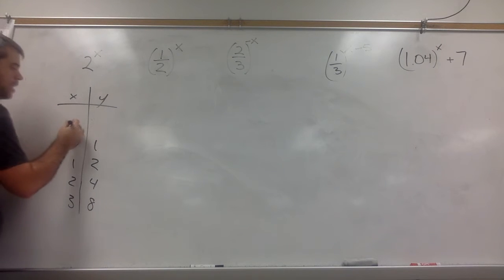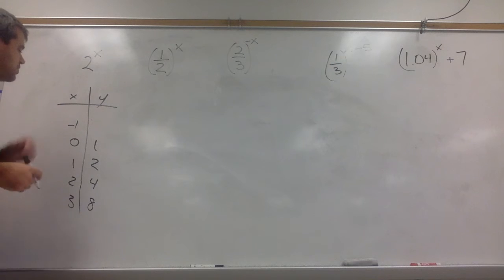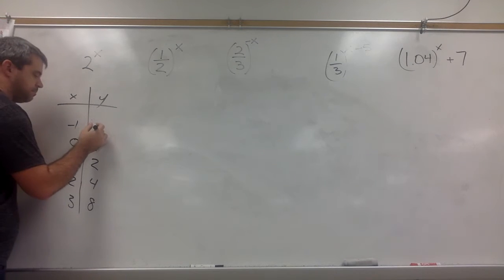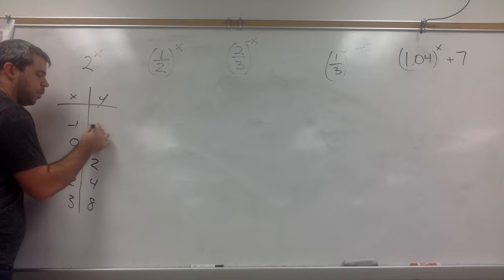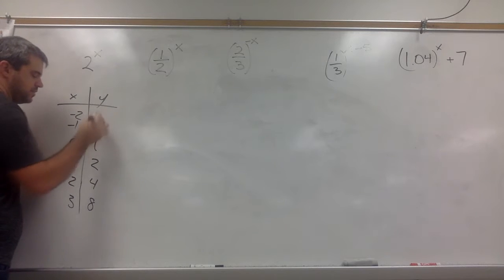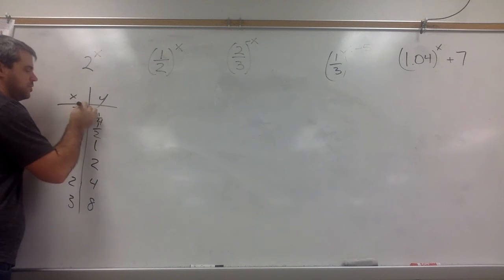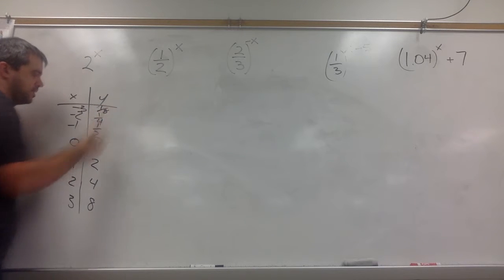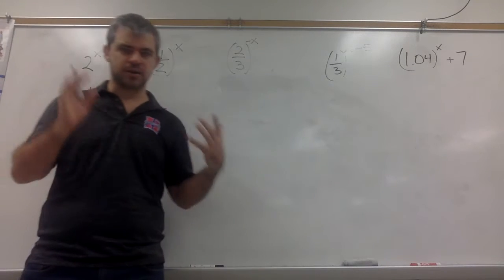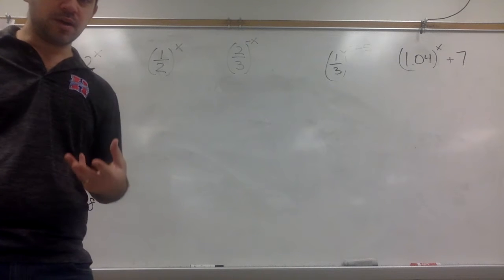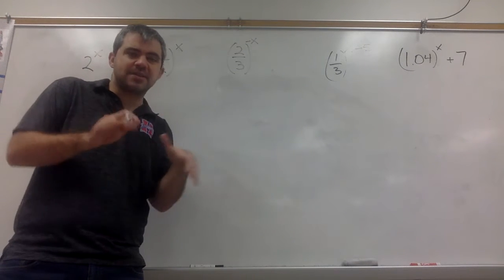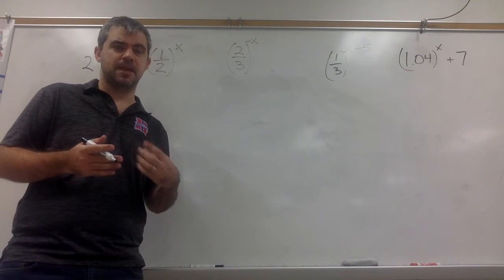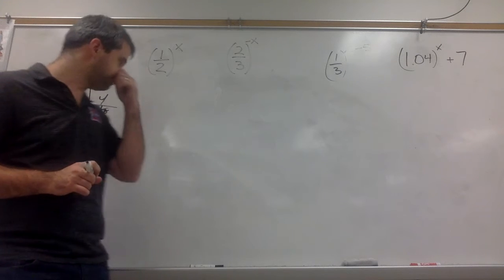All right, what about negatives? Okay, 2 to the negative 1, that's going to be 1/2. 2 to the negative 2 is going to be 1/4. 2 to the negative 3 is going to be 1/8. It's going to get smaller and smaller and smaller. It's going to approach 0, but it's never going to pass 0. It's never going to turn negative, and it's never going to touch 0 either.